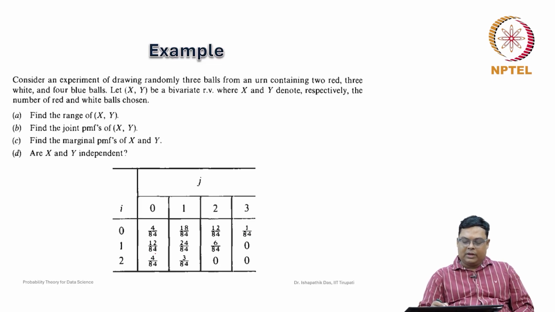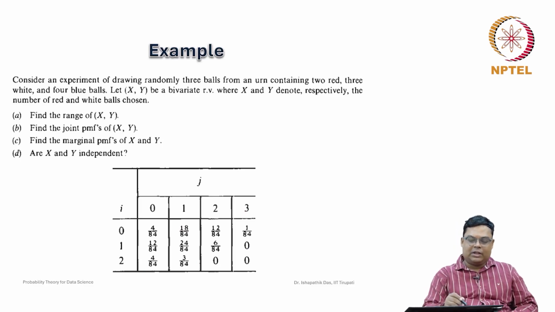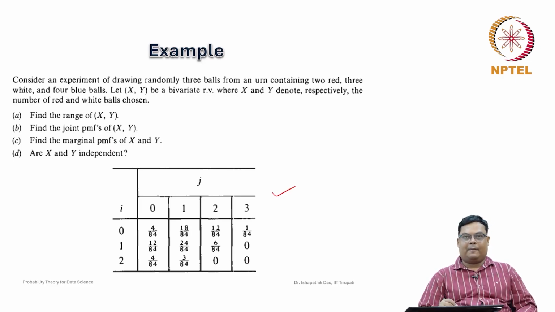Now 1 0 is 12 by 84, 1 1 is 24 by 84, 1 2 is 6 by 84, and 1 3 is not possible because the total number of balls is 3 and 1 plus 3 is 4, that is why it is 0. Now 2 0 is 4 by 84, 2 1 is 3 by 84, and 2 2 is not possible, that is why this probability is just 0. So that is how we found the joint probability mass function. Now, find the marginal probability mass function of X and Y. Now, we will compute the marginal probability mass function.